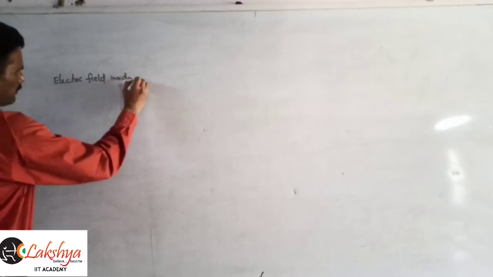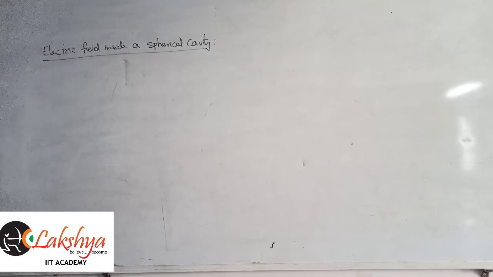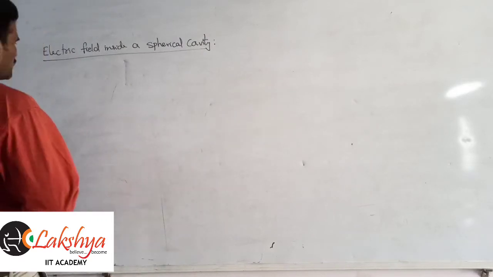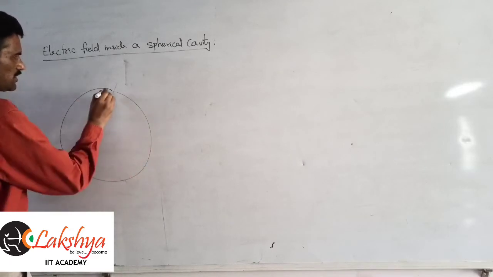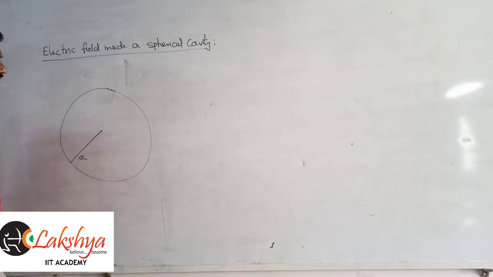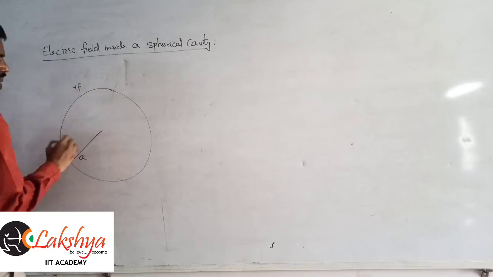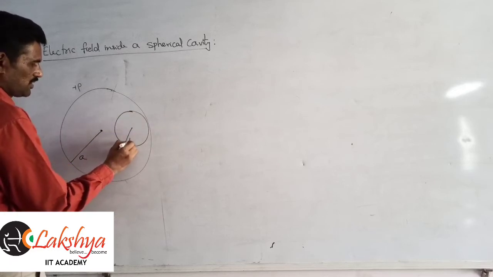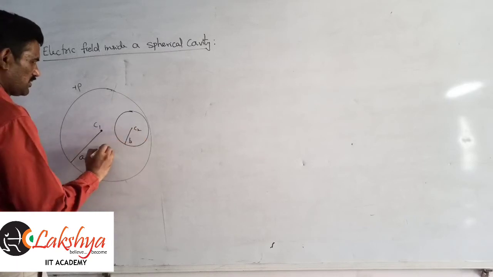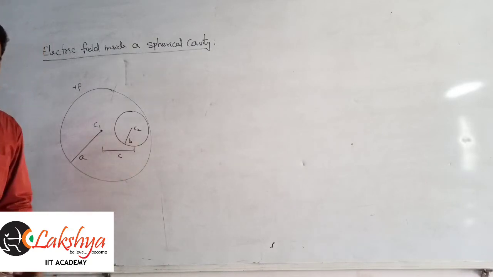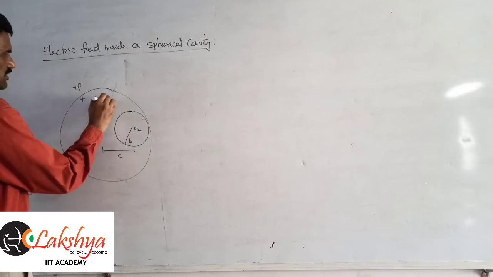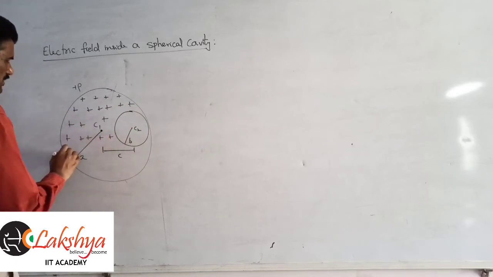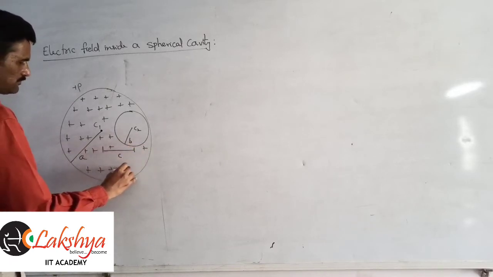Electric field inside a spherical cavity. Suppose a spherical cavity is present inside a sphere of radius A. This is a sphere of radius A having uniform charge density rho. In this a spherical cavity is present here. The radius of this cavity is, say, B. This is the center C1 and this is the center C2, and this distance I am taking as C. This total ball has some positive charge density, and a cavity is made in it like this. Now we need to calculate the intensity of electric field at any point inside this cavity. So first write the description of this diagram.